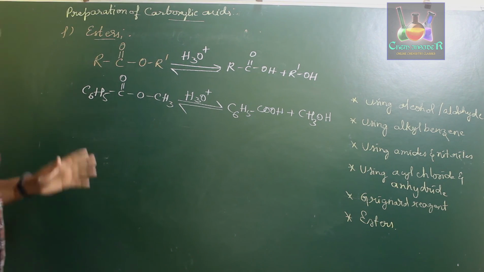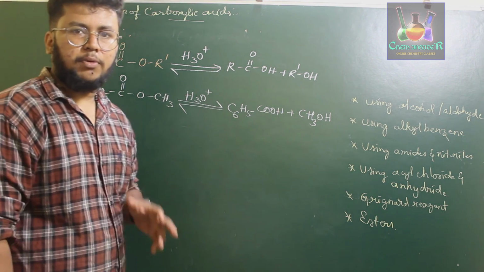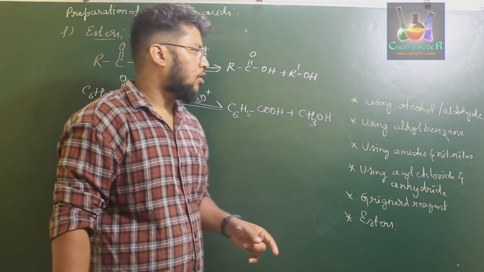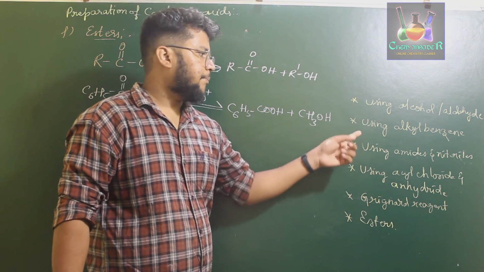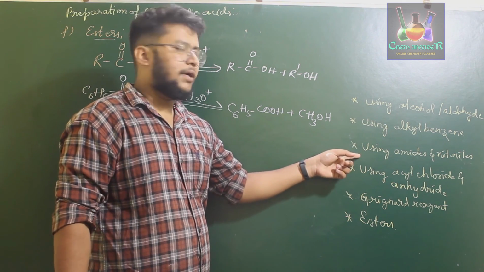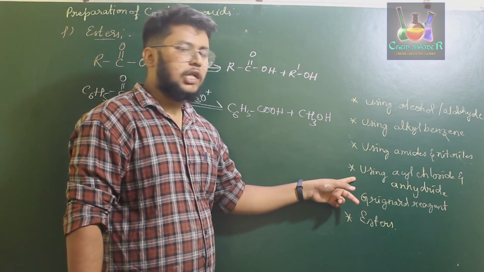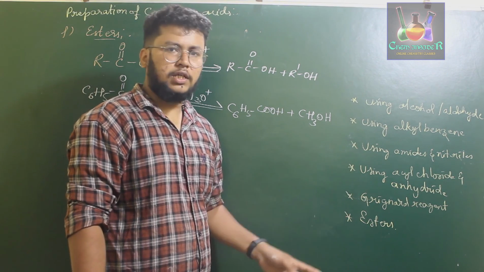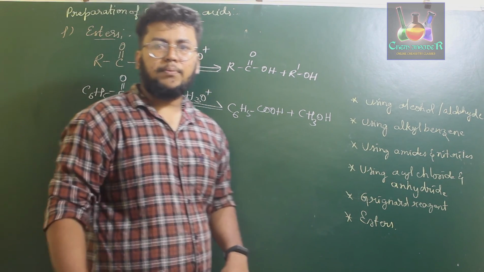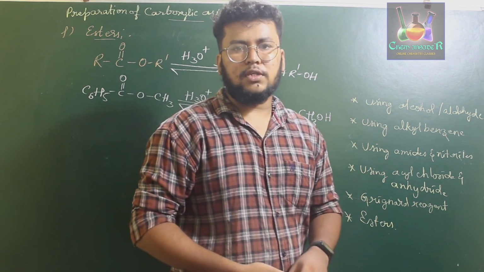So this is all about the different methods of preparation for carboxylic acid using the types of compounds, that is alcohol or aldehyde, alkyl benzene, amide or nitrile, then we use acyl chloride or anhydrides, Grignard reagent and esters. I hope you have understood these preparation concepts.